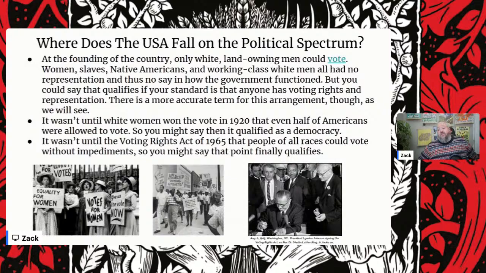It wasn't until the Voting Rights Act of 1965 that people of all races could vote without impediments such as poll taxes and testing to prove that you were capable of voting and that sort of thing. So you might say at that point it finally qualifies, when there were not even those impediments.